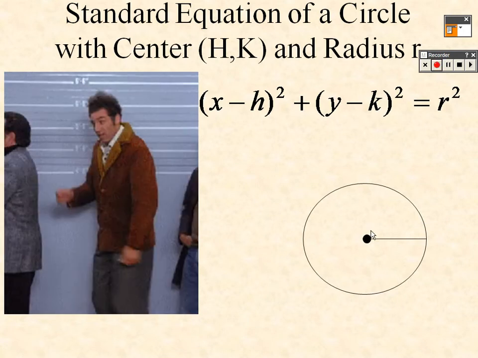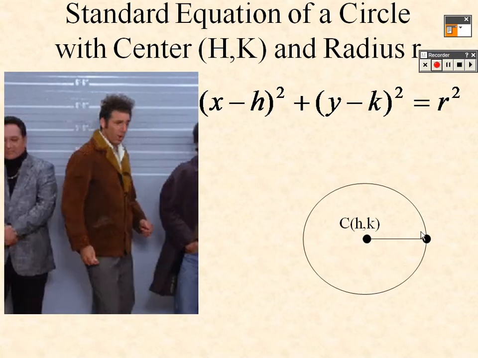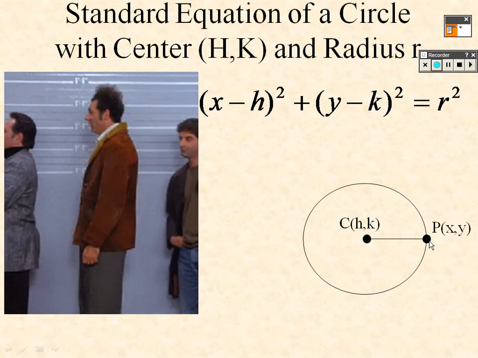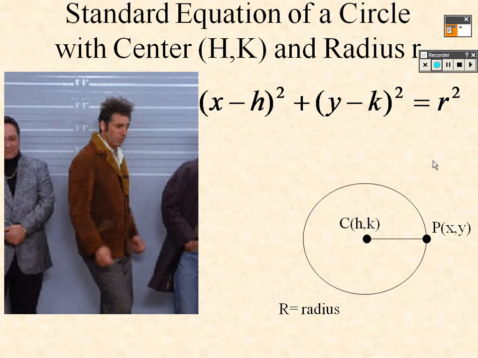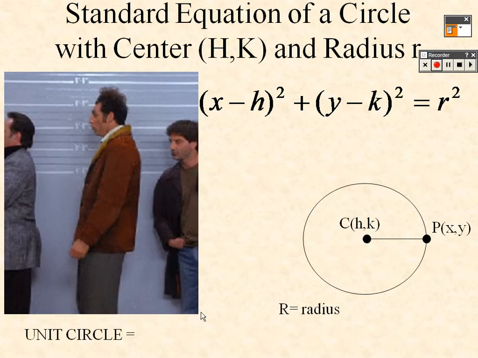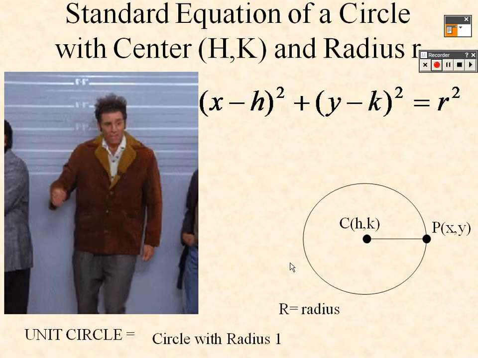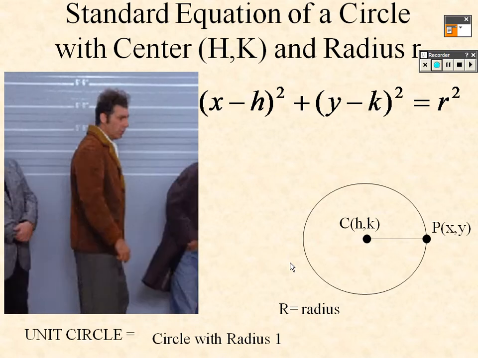This point right here is the center. That's (h, k). This point here is going to be your x and your y. And that distance there is going to be the radius. That's where we're getting all those values from. And this will help us out with the unit circle when we start talking about trig. A circle with a radius of 1 is a unit circle.